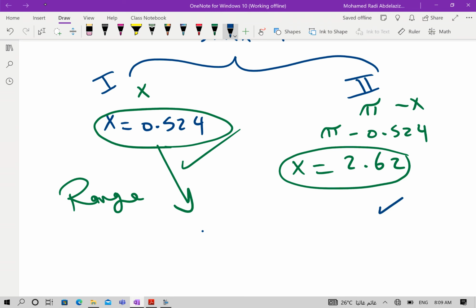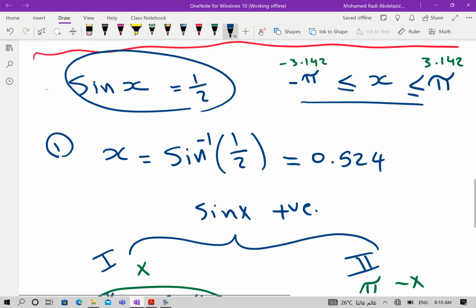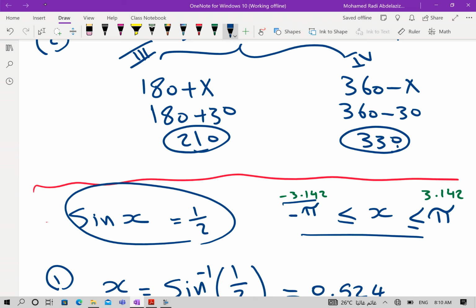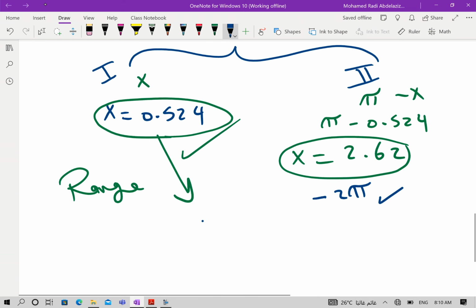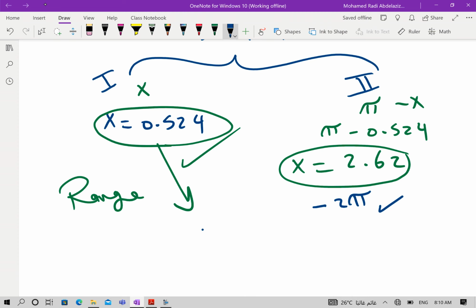Yes, in the range. If we try now to add 2 pi, out of range. Subtract 2 pi, please: 2.62 minus 2 pi is negative 3.4. Look at the range: out of the range. So the final solution, which is circled, is 0.524 and 2.62.